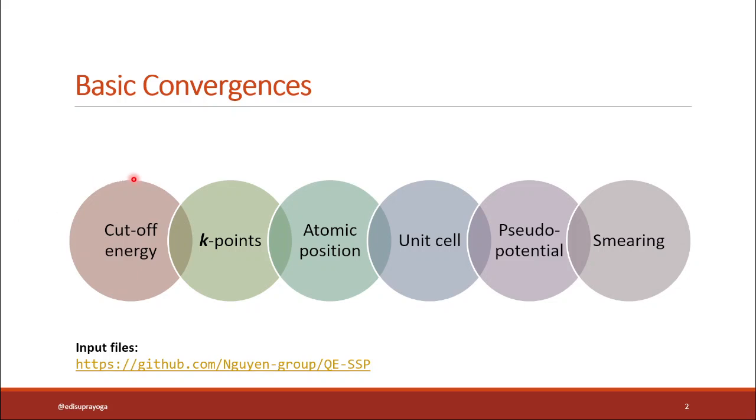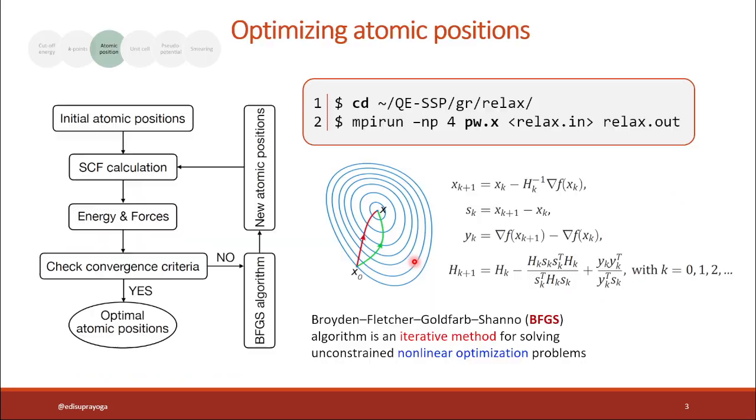There are 6 parameters that we need to check for basic convergences. In the previous video, we checked the convergence of the total energy as a function of cutoff energy and K-points grid. In this video, we will check the optimization of atomic position and lattice relaxation that give the system that has minimum energy. Okay, let's start with optimizing atomic position.